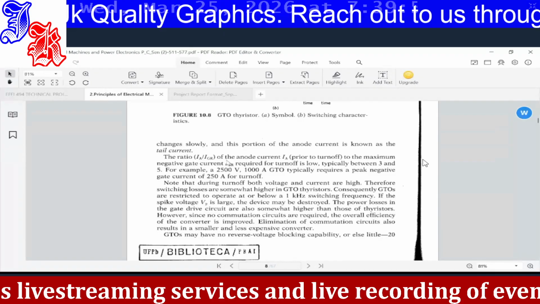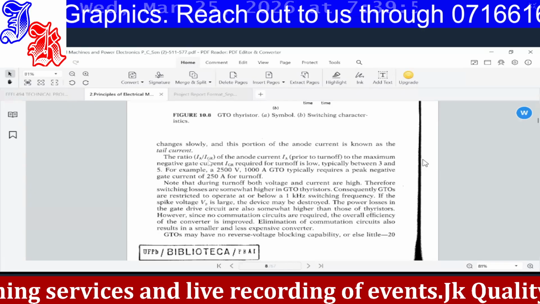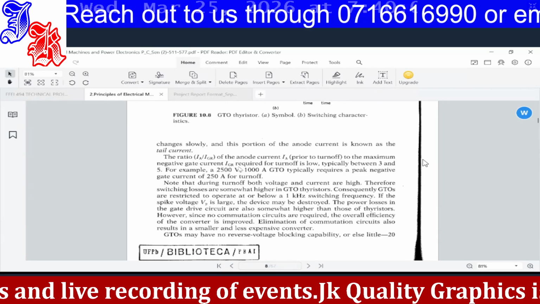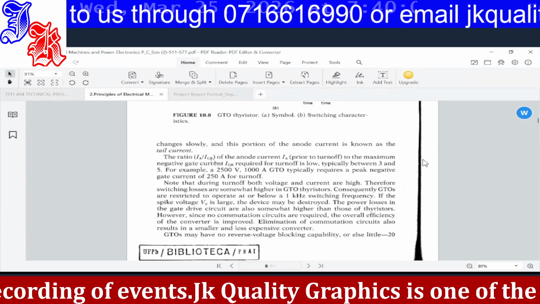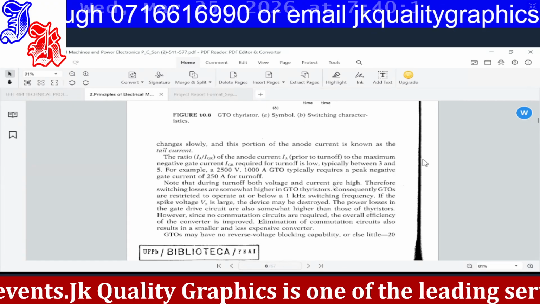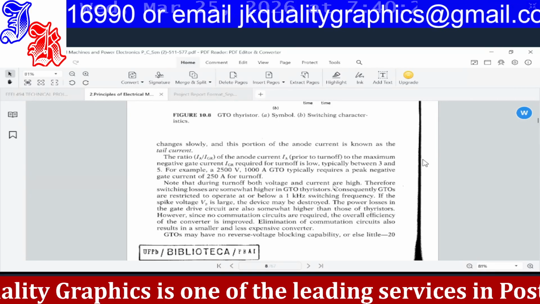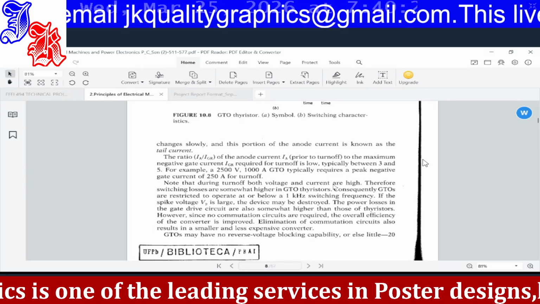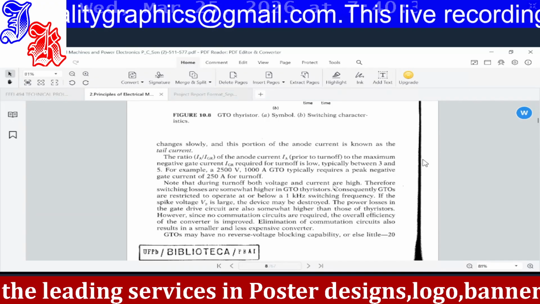So the ratio of the anode current to the maximum negative gate current required to turn off is quite low. So if we compare the two, the anode current and the gate current required to switch it off, it's quite low. So we don't need a lot of current to switch it off. Typically 3 to 5. So for example, a GTO of 2500 volts and 1000 amperes requires just a peak negative current of 250 amperes to switch it off.